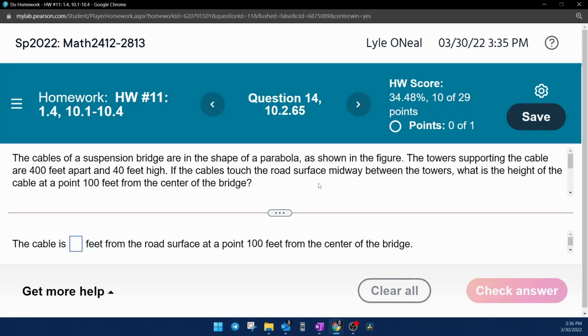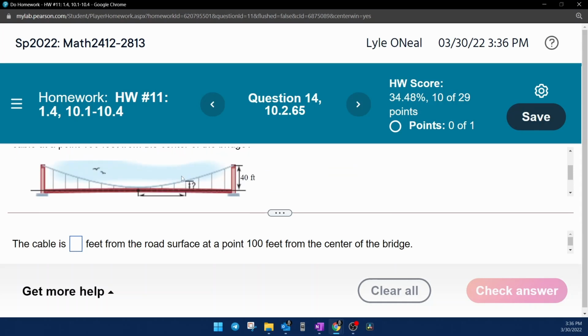Question 14 from our Precalculus, homework number 11 in MyLab Math. It's a word problem. It says the cables of a suspension bridge are in the shape of a parabola, as shown in the figure, which you can't see here, but I'll show it in a second. The towers supporting the cable are 400 feet apart and 40 feet high. If the cables touch the road surface midway between the towers, what is the height of the cable at a point 100 feet from the center of the bridge?